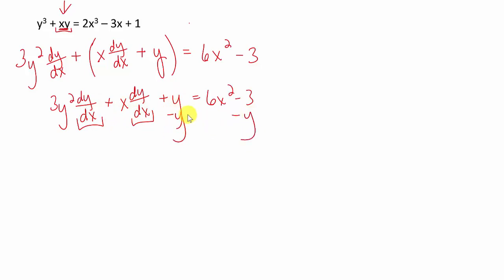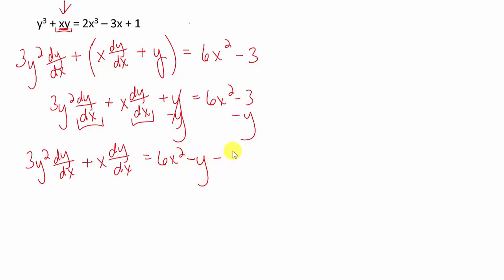So I'm going to subtract y. That's going to leave me with 3y squared dy/dx plus x dy/dx equals 6x squared, and you can put this in any order, minus y minus 3. Okay, now that every term on this side has dy/dx in it, I can take a dy/dx out as a greatest common factor, which leaves me with 3y squared plus x on the inside of my parentheses.